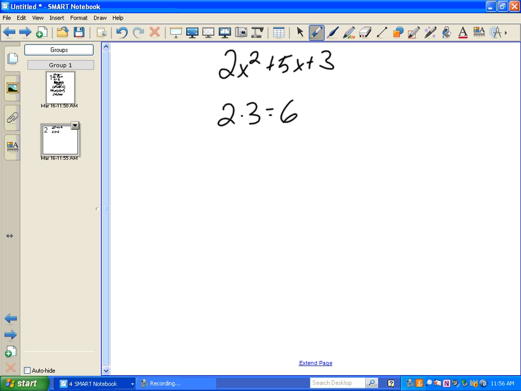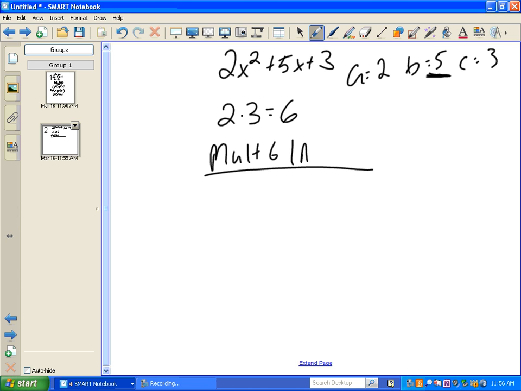And in our next step, we have to find 2 numbers that can do what? They have to multiply to something and add to something. What do they have to multiply to? 6 and add to 5. Okay? Our A is 2, B is 5, C is 3. We have to find two numbers that multiply to 6 and then add to our B value, 5. All right, what multiplies to 6 and adds to 5? Brett. 2 and 3, good.